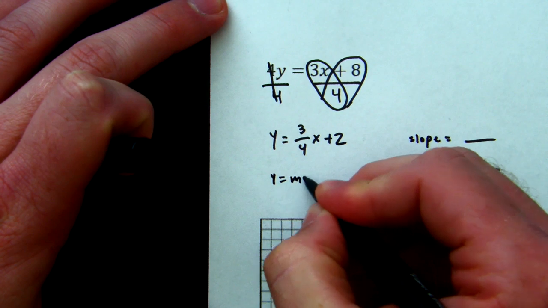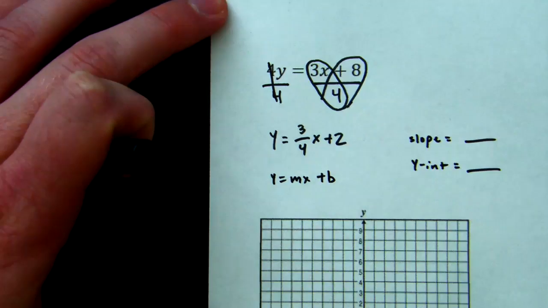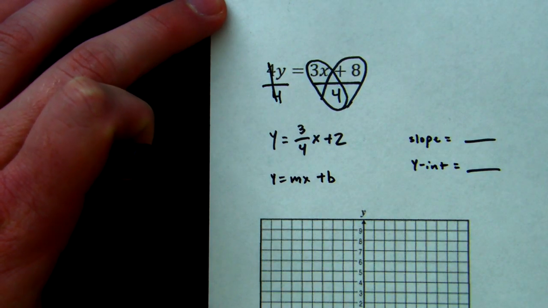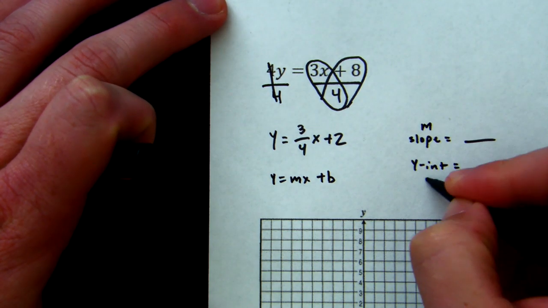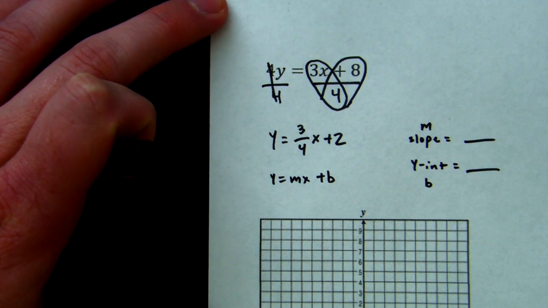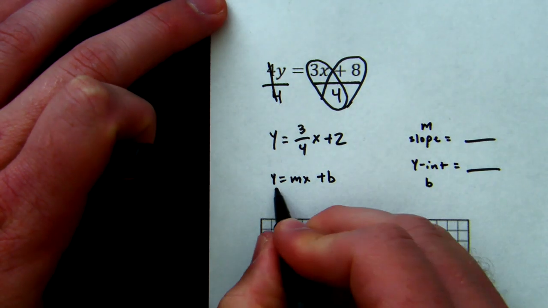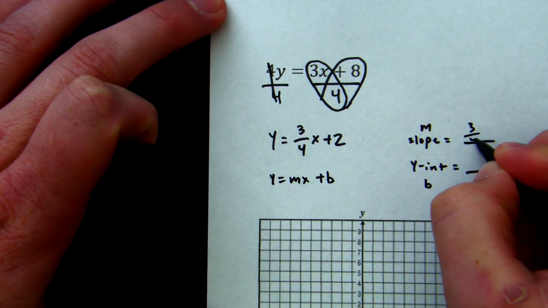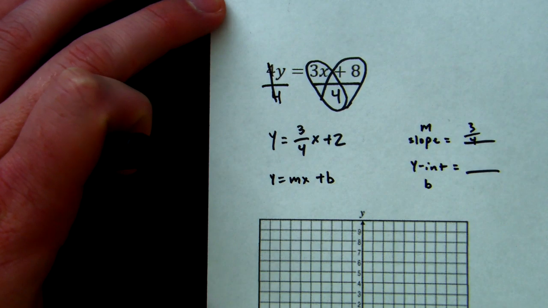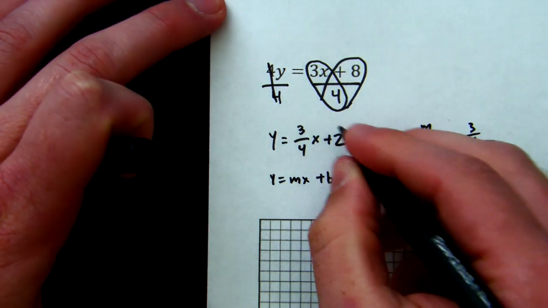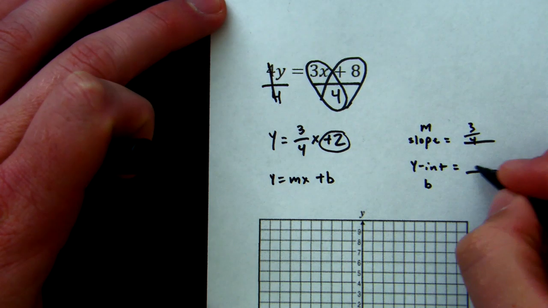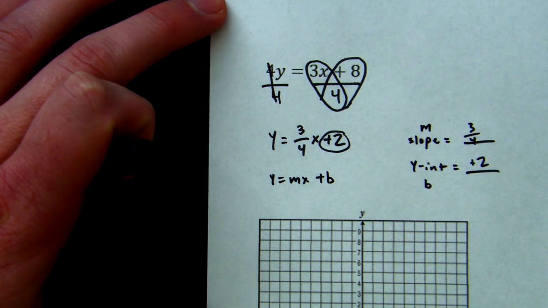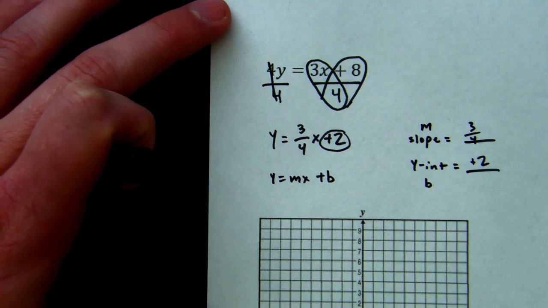Now we have it in slope-intercept form, which is y equals mx plus b. And now we can find our slope and our y-intercept. Remember, slope is m, y-intercept is b. So m is the number in front of x. It's going to be 3 over 4, and it's positive because there's no sign out front. And the y-intercept is going to be b right here. We take the sign, which means it is a plus 2. Or we could just write 2 for positive 2.